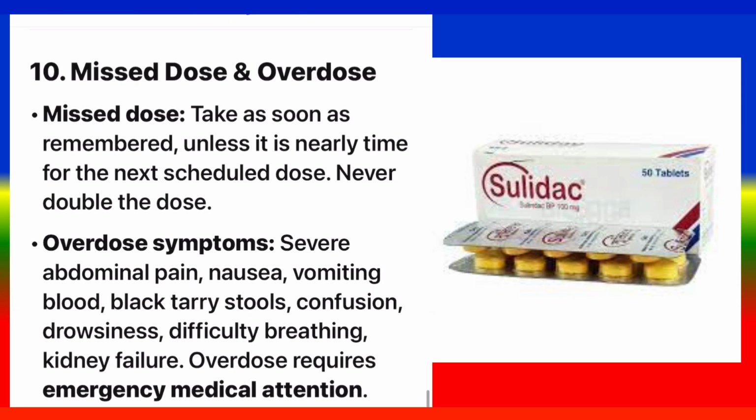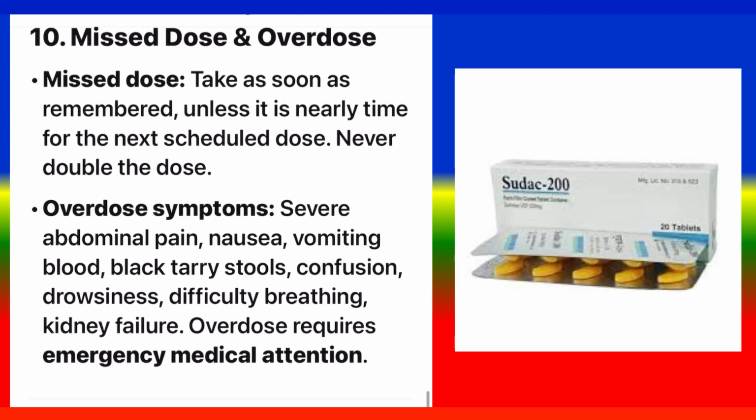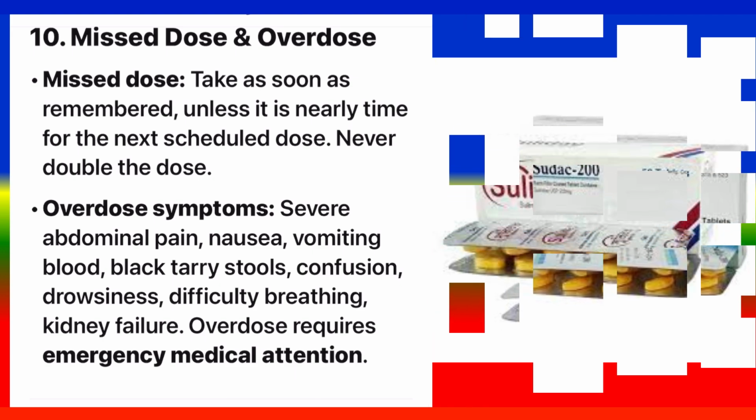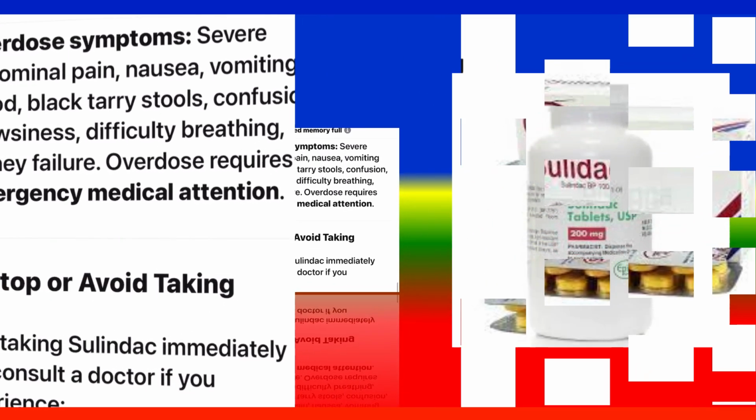10. Missed dose and overdose. Missed dose, take as soon as remembered unless it is nearly time for the next scheduled dose. Never double the dose. Overdose symptoms: severe abdominal pain, nausea, vomiting blood, black tarry stools, confusion, drowsiness, difficulty breathing, kidney failure. Overdose requires emergency medical attention.